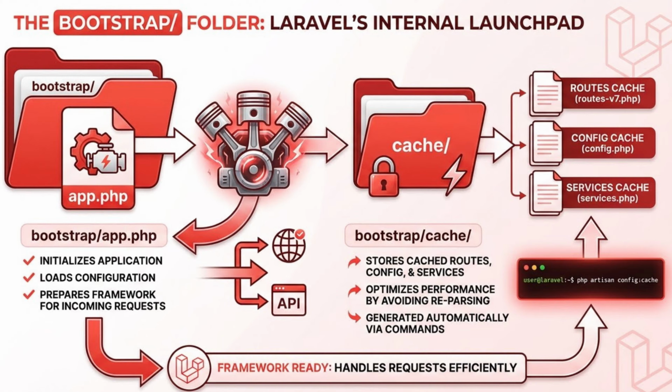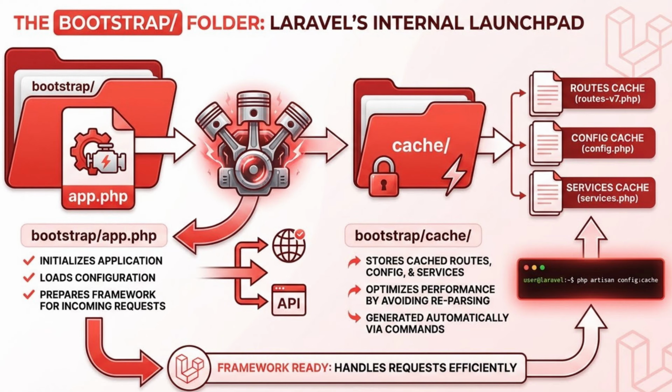The Bootstrap folder also contains a cache directory, which plays a huge role in optimizing performance. Inside this folder, Laravel stores compiled versions of routes, configurations, and services. These cached files allow the framework to skip a lot of repetitive processing work. Instead of rereading every configuration file or reparsing all routes every time a request arrives, Laravel simply loads the precompiled cached versions stored in this directory. This can dramatically improve speed, especially in production environments.